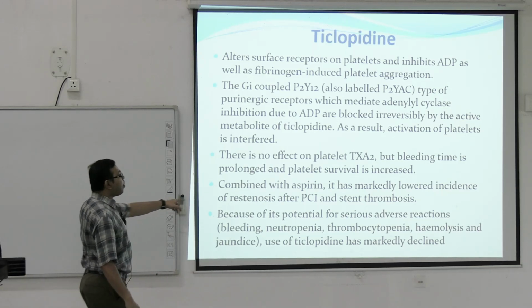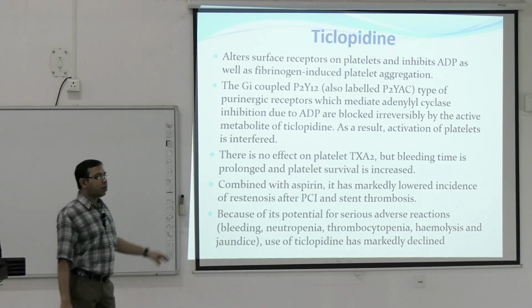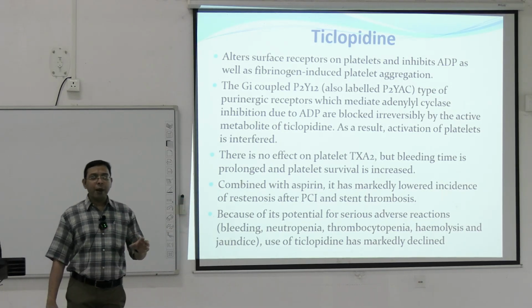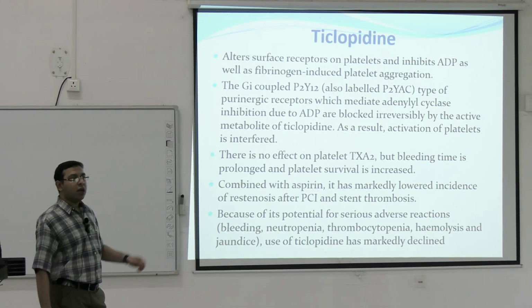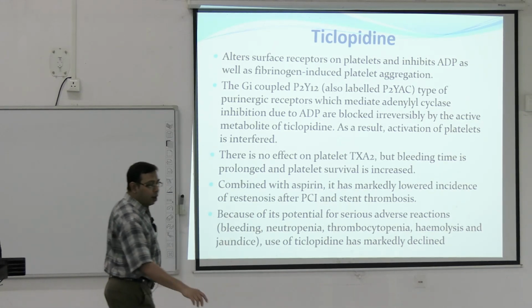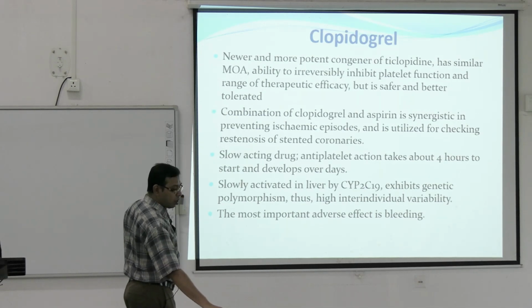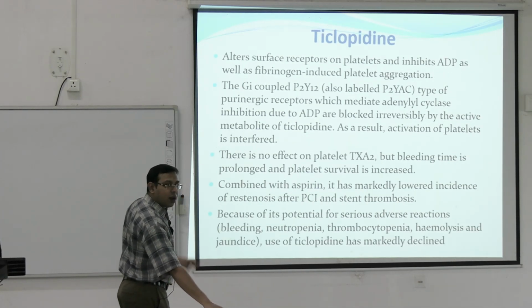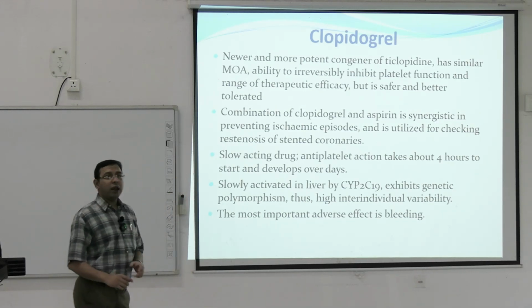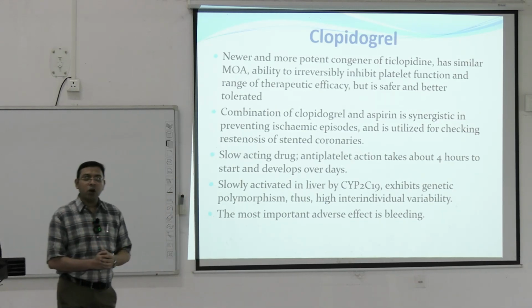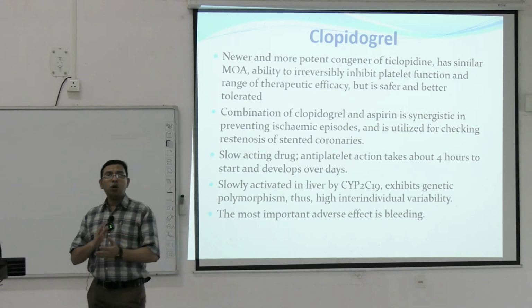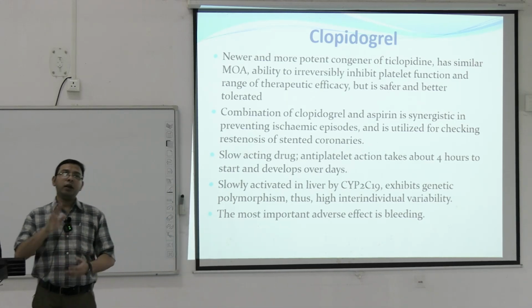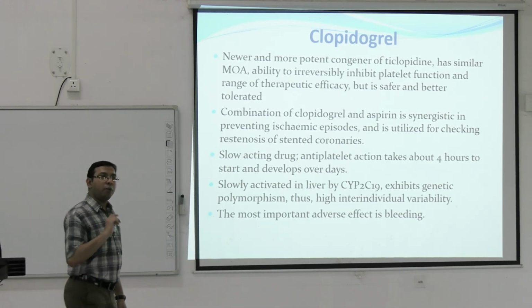Because of its potential for serious adverse reactions, like bleeding, neutropenia, where the neutrophil count can fall, thrombocytopenia, hemolysis and jaundice, this ticlopidine is lesser used nowadays because it is very potent. That's why this is the previous one, lesser used now. Clopidogrel is basically a congener of ticlopidine, and you can see this is very commonly used nowadays. So low dose aspirin and clopidogrel, these two antiplatelet drugs are very commonly used.